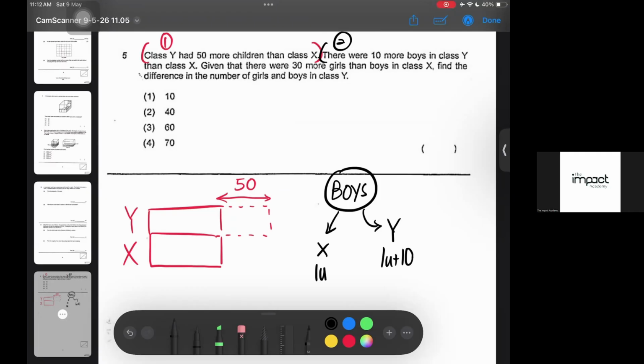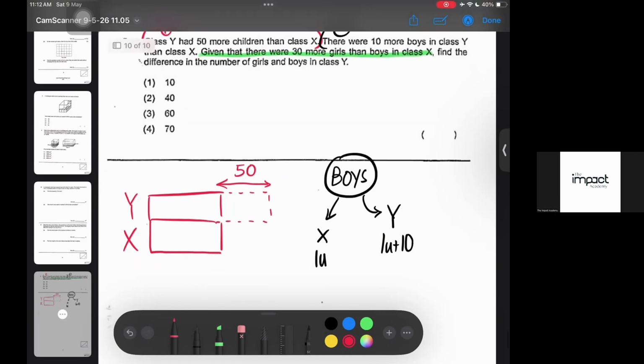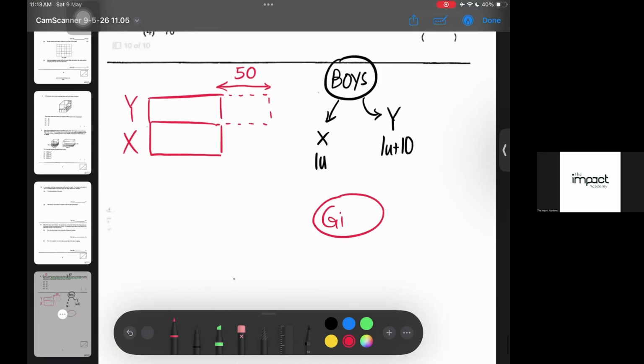Once this is done, you can continue reading that given that there were 30 more girls than boys in class X. So we are going to go for girls. For girls in class X, what did the question say? 30 more. What do you think 30 more means? 1 unit plus 30. Absolutely, very good. You all agree or disagree?